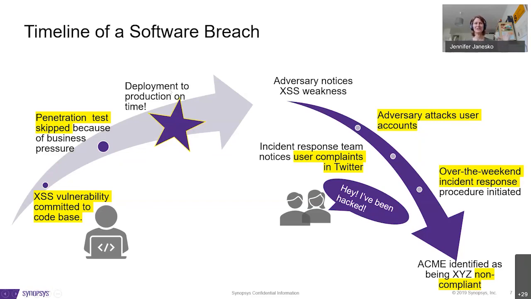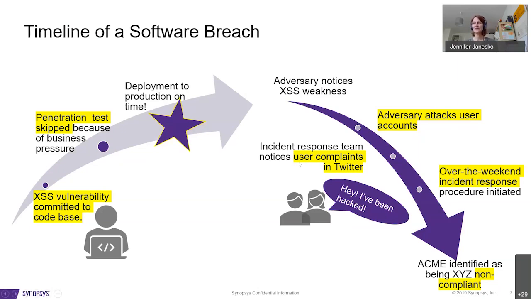So we have a big shiny star because yay, we got to production on time, super duper. Once that software has been pushed to production, an adversary or an attacker notices that there's a cross-site scripting weakness. That's super exciting for an attacker. And so the attacker takes advantage of that weakness. And that actually occurs quite a lot.